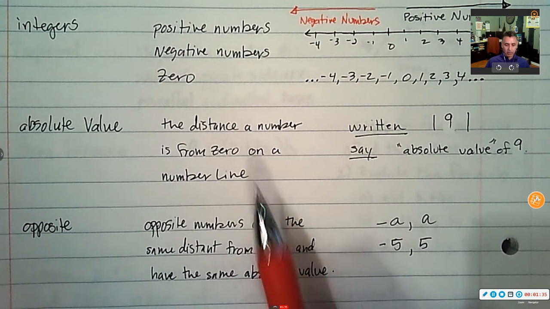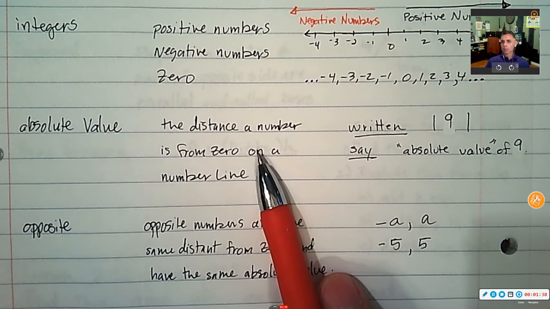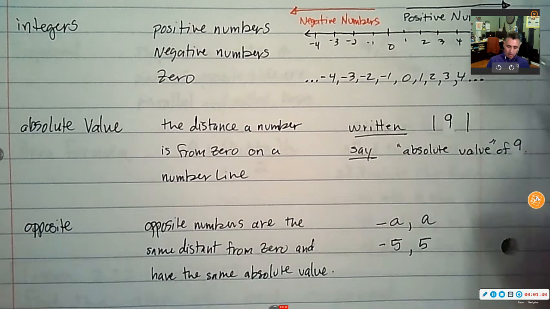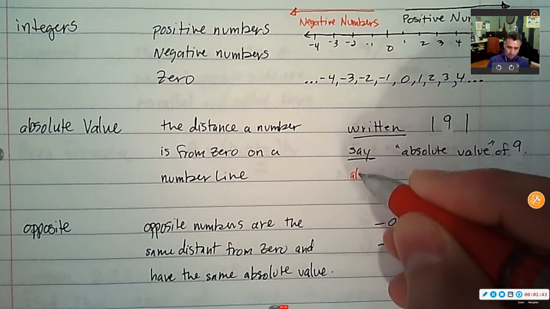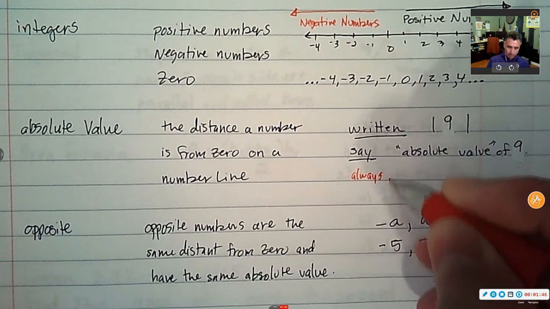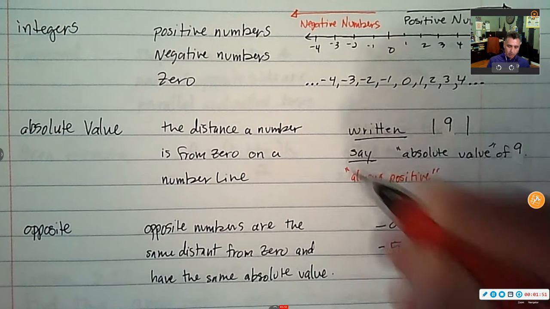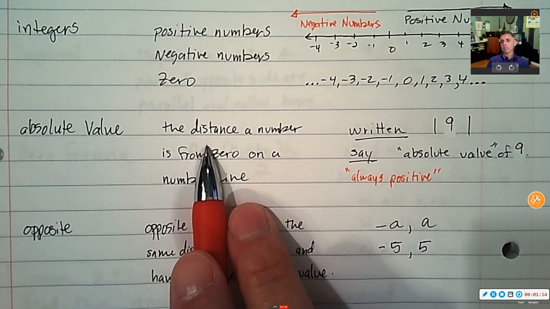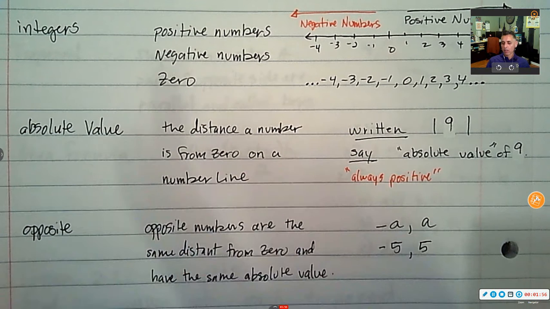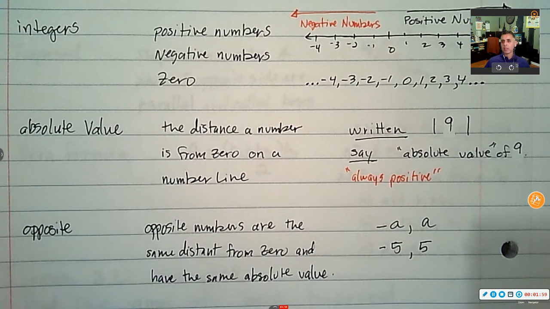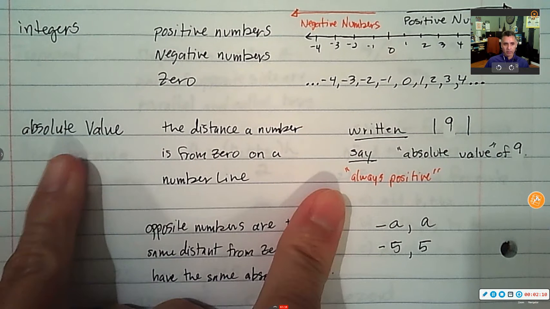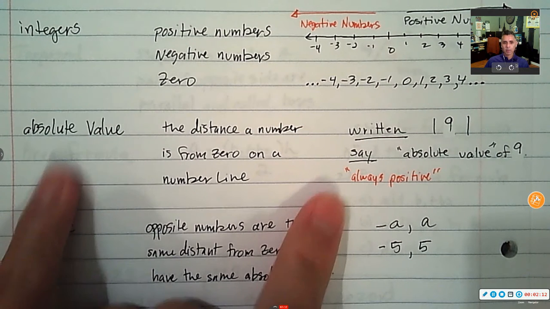And some students want to think this guy's always positive, absolute value. Maybe I'll write that in here, and you guys write it on your paper. It's always positive, because it's talking about distance, and distance is never negative. If you think about distance, you don't say somebody is -2 feet away from you. You just say how far they are and in what direction, but never negative. So that's why this number is never negative, because it's referring to distance.